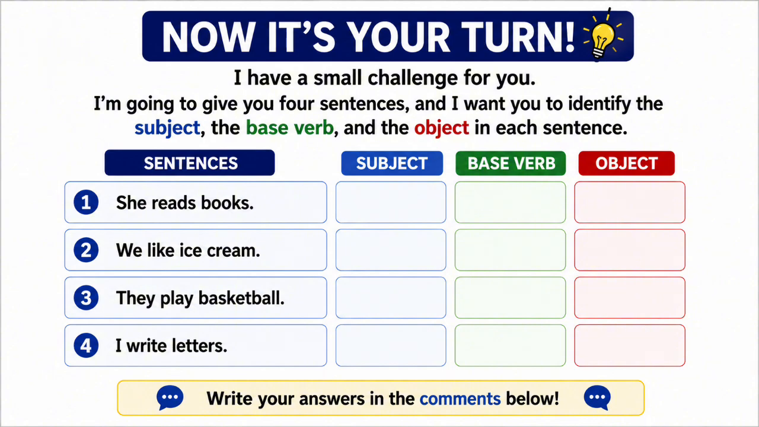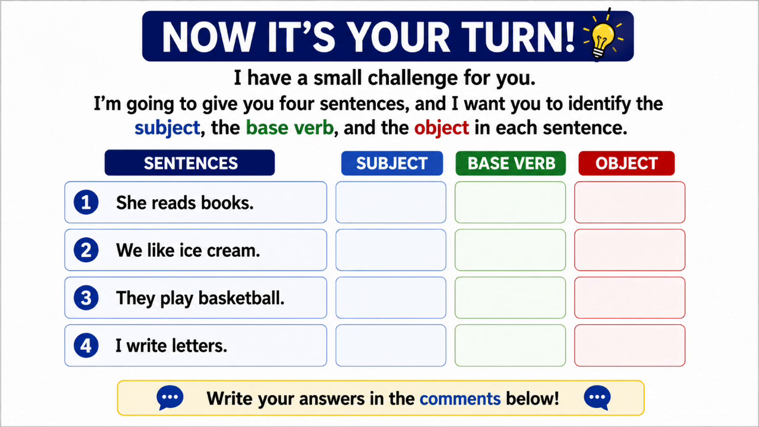Now, sentence number 2. You speak English. Again, find the subject, the base verb, and the object. Sentence number 3. We watch movies. Can you identify all 3 parts of the sentence? And finally, sentence number 4. They eat apples. Find the subject, the base verb, and the object. Take your time. There's no need to rush.